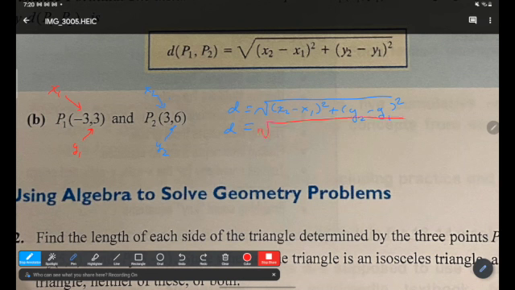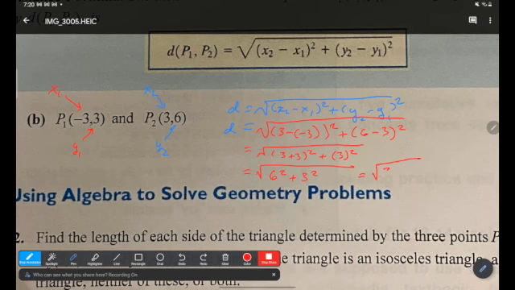So you plug into your formula x2 minus x1, that's going to be 3 minus negative 3 squared plus y2, which is 6, minus y1, which is 3 squared. You know, the square root, you got 3 plus 3 squared, basically, plus just 3 squared. This is going to give you 6 squared plus 3 squared, the square root is 36 plus 9, which is square root of 45.